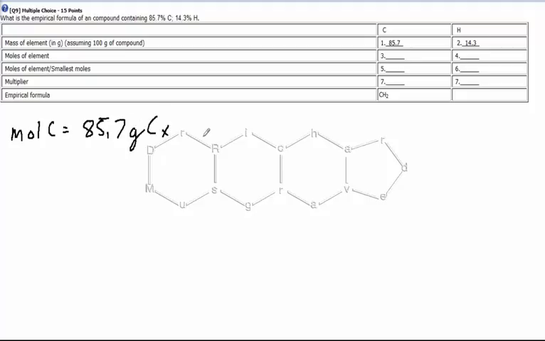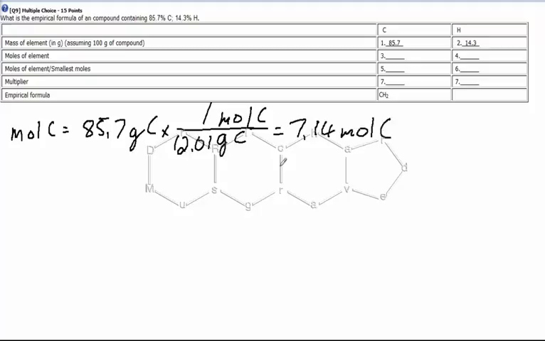First of all, we'll get the moles of carbon, and that's going to be 85.7 grams of carbon, and then we will put grams of carbon on the bottom. We'll have moles of carbon on top. 1 mole of carbon is equal to 12.01 grams of carbon. We're going to come out with that to be 7.14 moles of C.